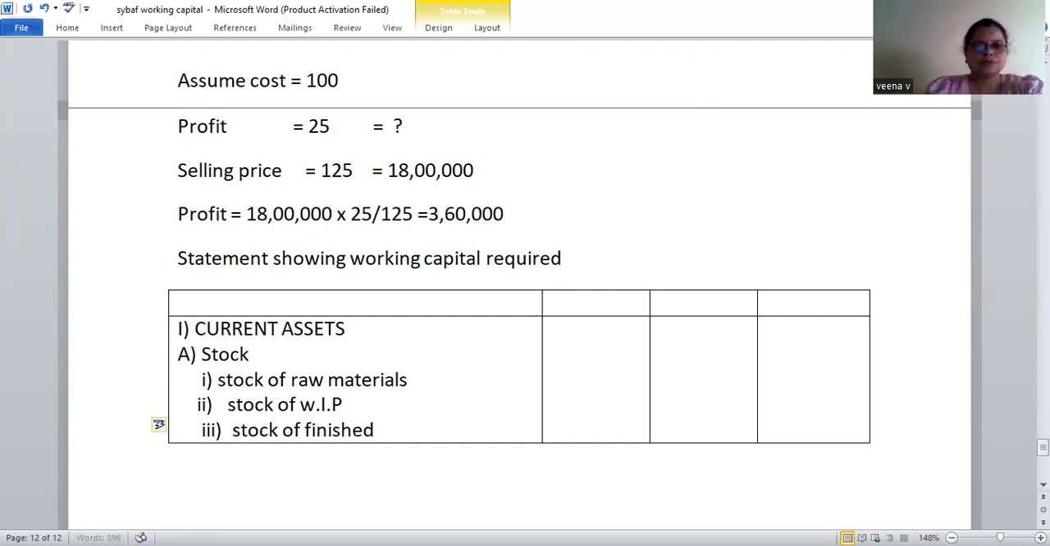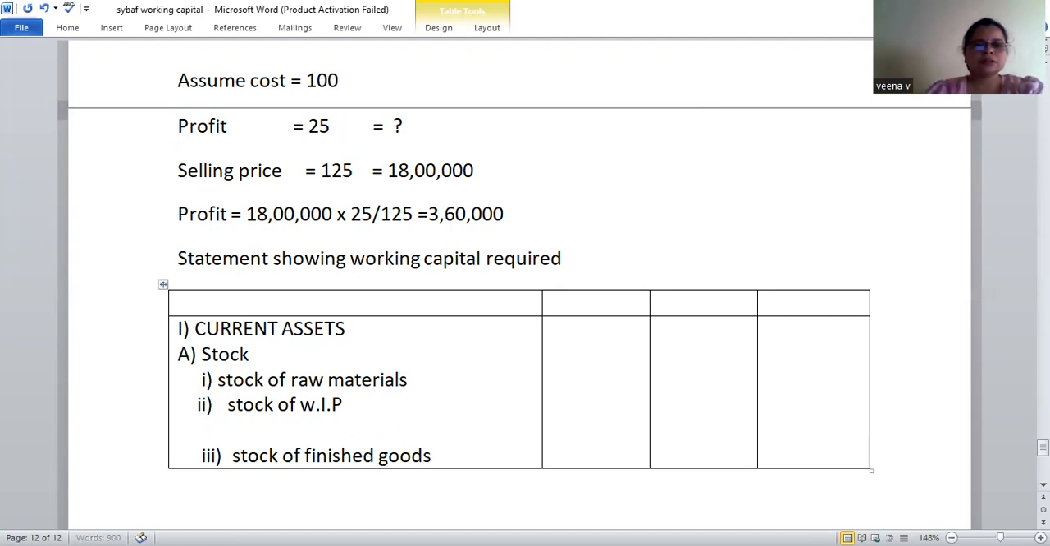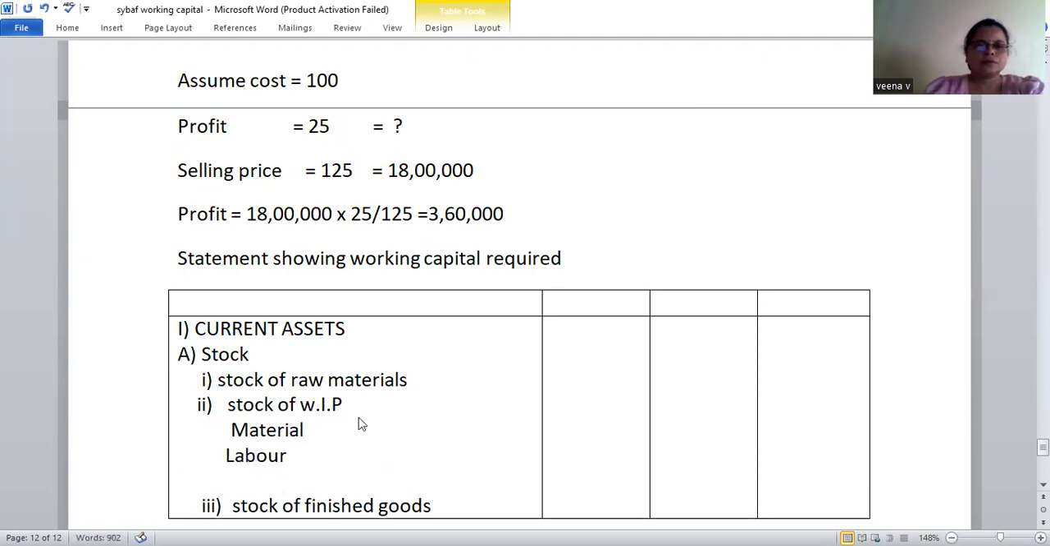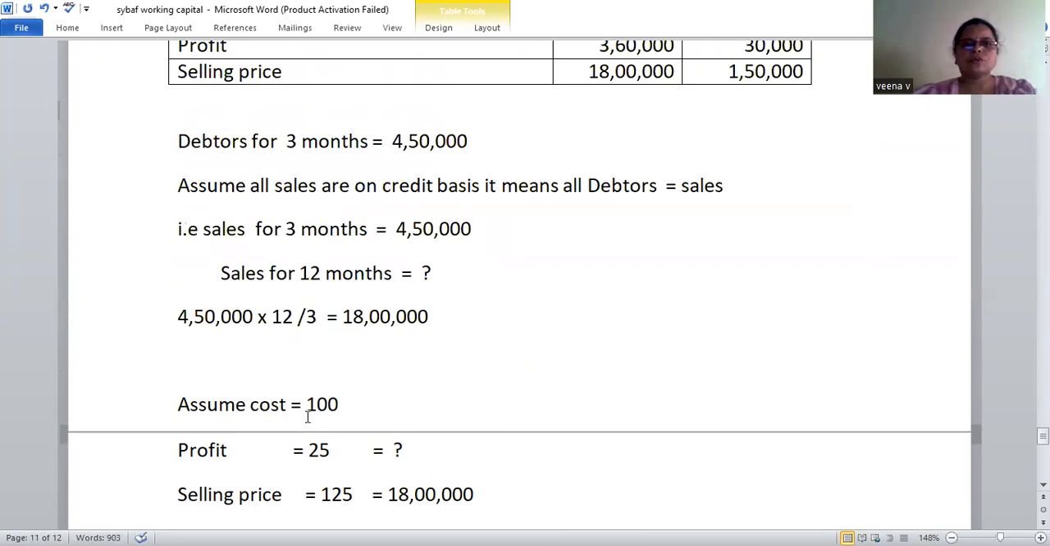Stock of finished goods. Now in WIP again we have to write the 3 things, that is material, labor and overheads. Let us complete the stock working first. In stock, first we have to write the stock of raw material.